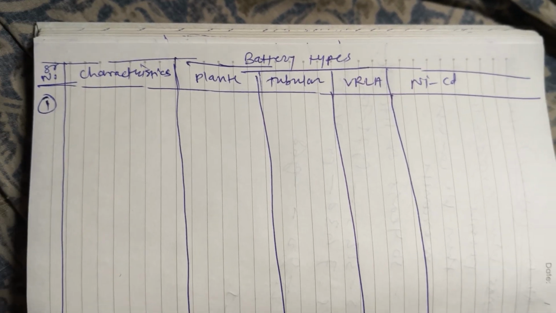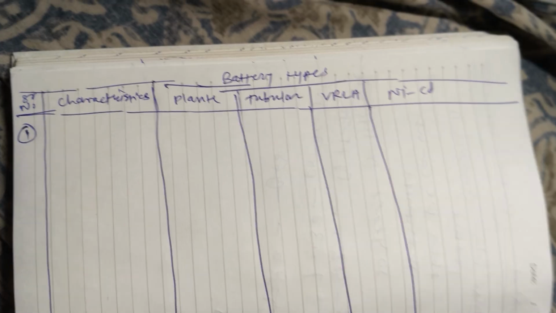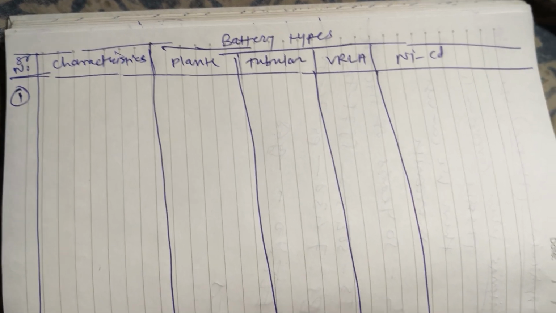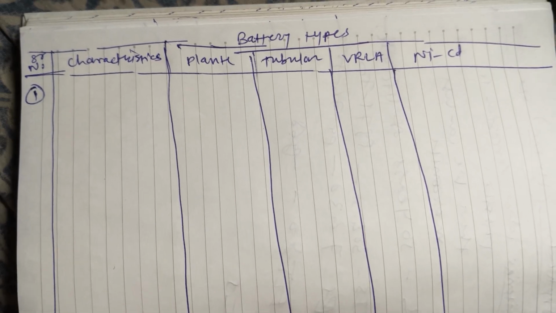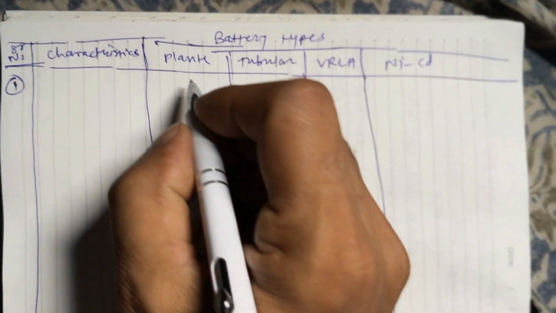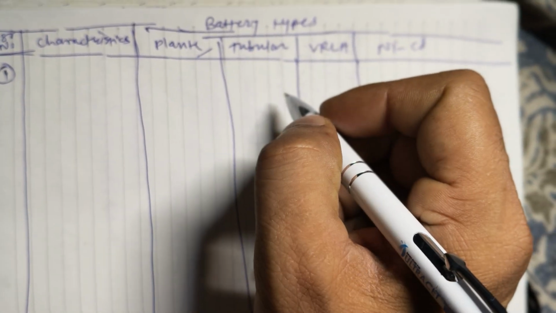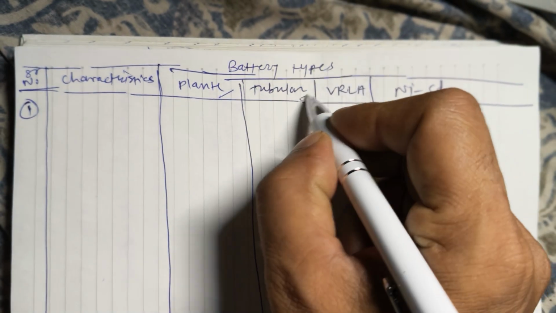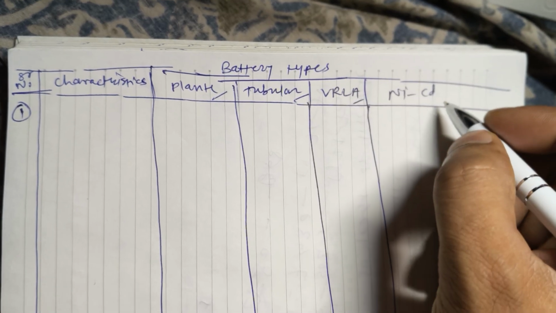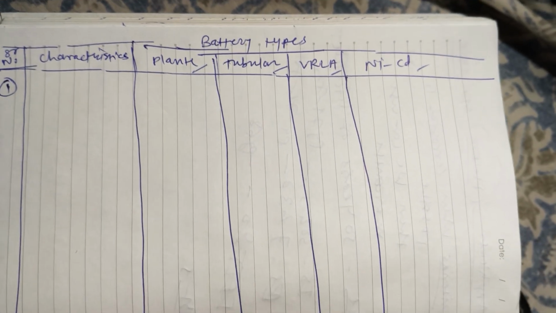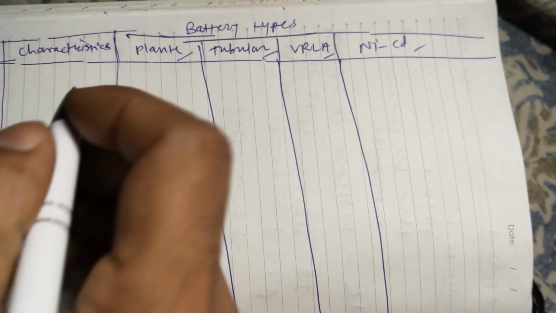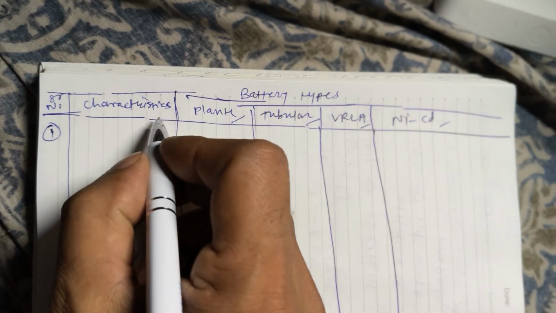Friends, today we will discuss battery types. Normally, batteries are used in substations, UPS, and many other applications. So, there are various types of batteries. First one is plante type, second is tubular type battery, third is VRLA, valve regulated, fourth is NiCd battery. So, we will see the characteristics of each type of batteries.